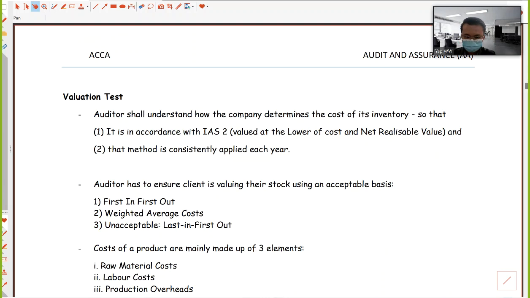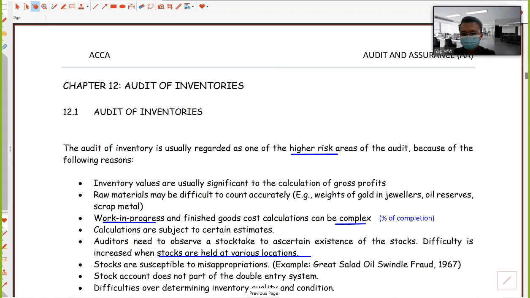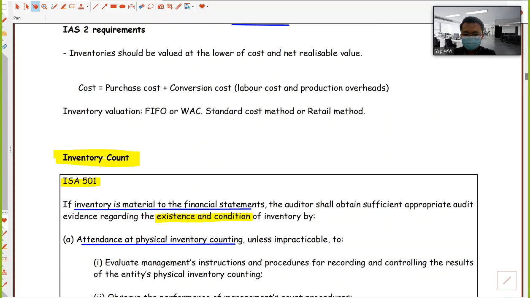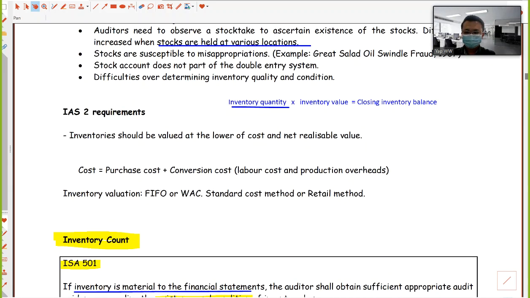And that's it. That's it for today. Okay. So we continue with valuation next part. How we value them. Audit the cost. Cost can be standard cost method or retail method. That's why a lot of things to do for inventory.